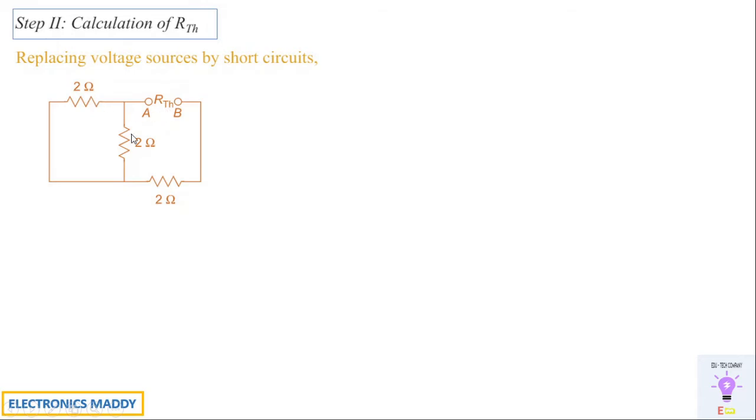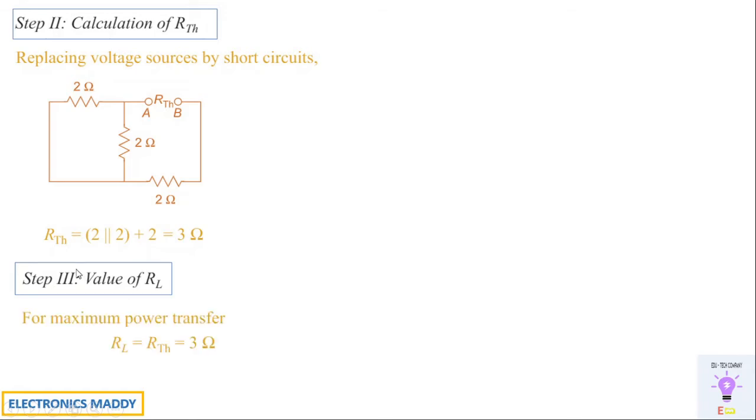How do you do that? 2 and 2 ohm are connected in parallel. The effective resistance will be 1 ohm, and 1 ohm and 2 ohm are connected in series. The effective resistance will be 3 ohm. So once that is done, you will be finding the value of RL. For RL, the value is equated to the value of RTH that we have found out. So RL is equal to RTH is equal to 3 ohms.